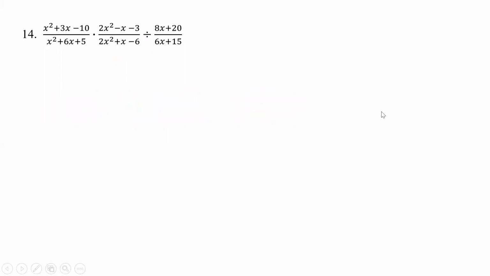All right, so another one similar, a multiplication of two rational expressions followed by a division. And so what do we have to do? Well, we have to factor. And so the first one, what factors of 10 add or subtract to 3? Well, it's going to be x plus 5, x minus 2. 5 minus 2 is 3.